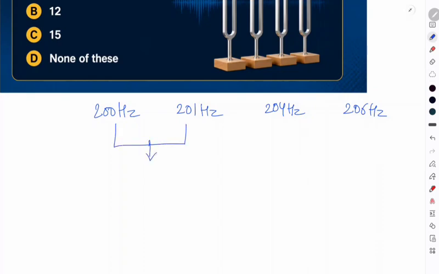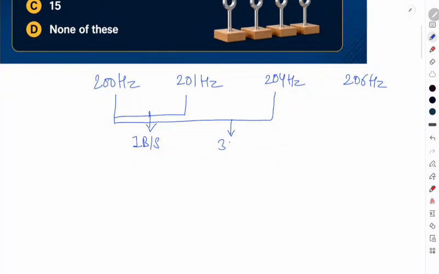If we sound 200 and 201 together, then there will be one beat per second. If we sound 200 Hz with 204, then there will be 4 beats per second. And if we sound 200 with 206, then there will be 206 minus 200, which is 6 beats per second.